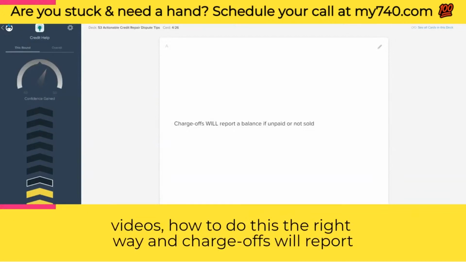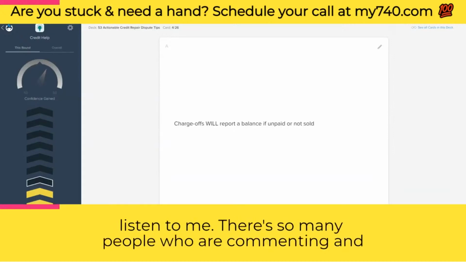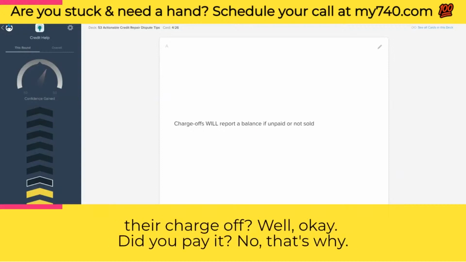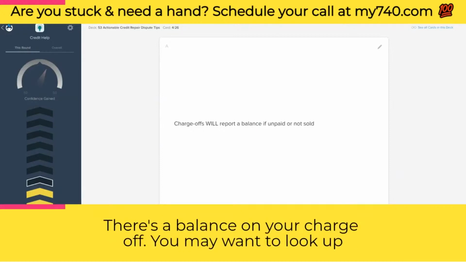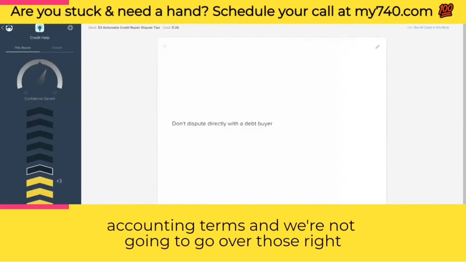And charge-offs will report a balance if unpaid or not sold or transferred. Okay. Please listen to me. There's so many people who are commenting and questioning why there's a balance on their charge-off. Well, okay. Did you pay it? No. That's why there's a balance on your charge-off. You may want to look up what charge off and written off mean. They are literally just accounting terms, and we're not going to go over those right now.